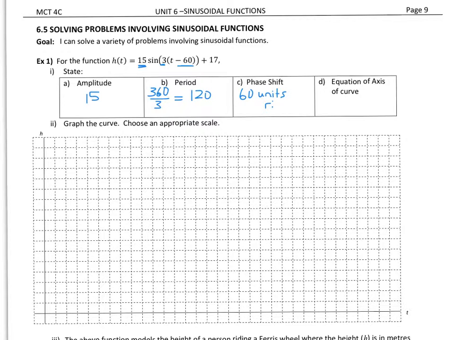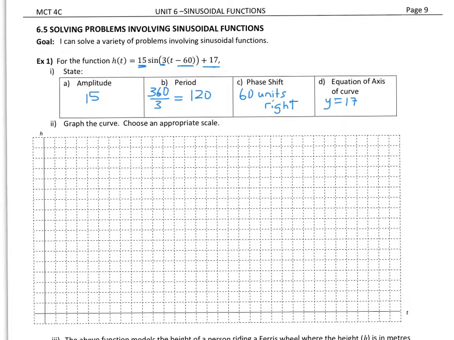And then the last part gives us the equation of the axis of the curve, which is our vertical translation. So this is a vertical translation of up 17, but it makes the axis of the curve be at 17. Now what we're going to do with this is graph the curve and choose an appropriate scale.